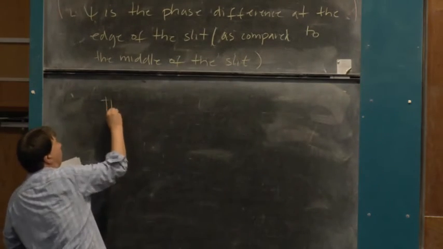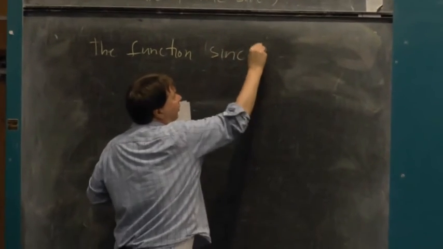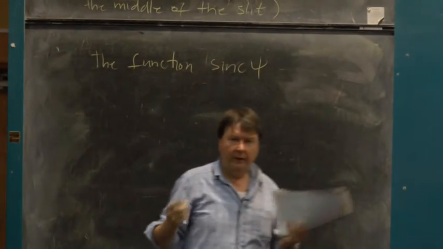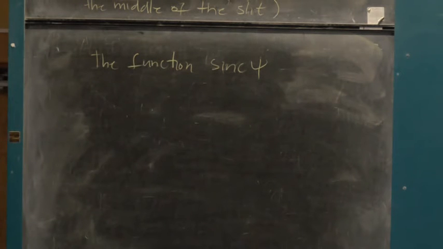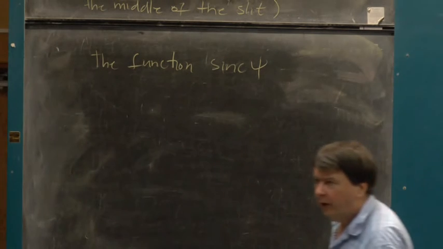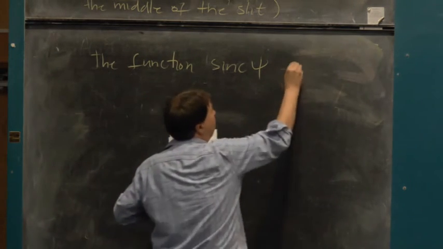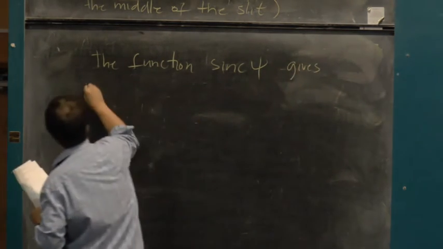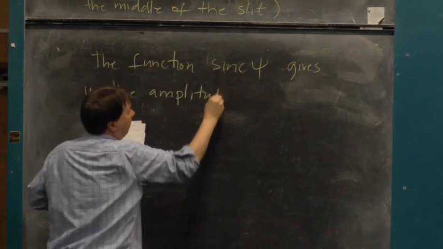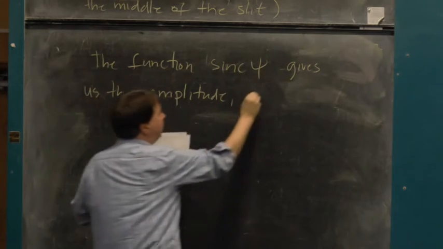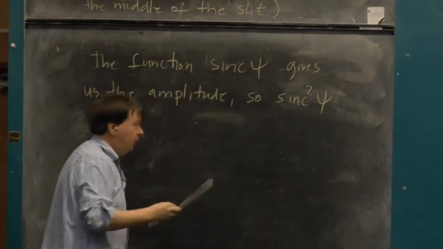So to remind you, the function sinc phi. The reason it's got its own abbreviation is because it comes up in physics so much. It comes up in diffraction so much. Rather than saying sine psi over psi, it's such a common function in diffraction, we give it its own name. This function gives us the amplitude. Yeah, we've just added the waves up. So the intensity, sinc squared phi, the square of this function, gives us the intensity of single slit diffraction.